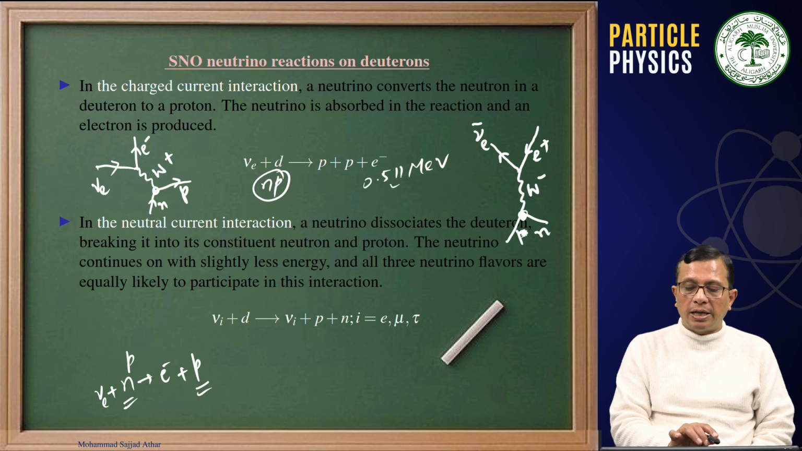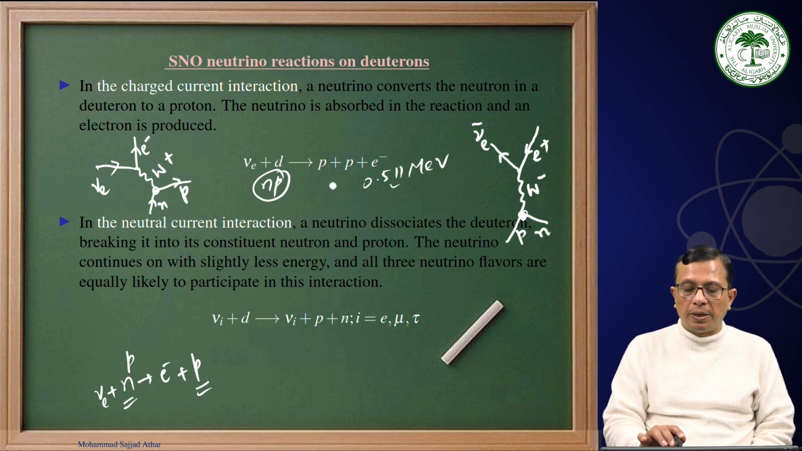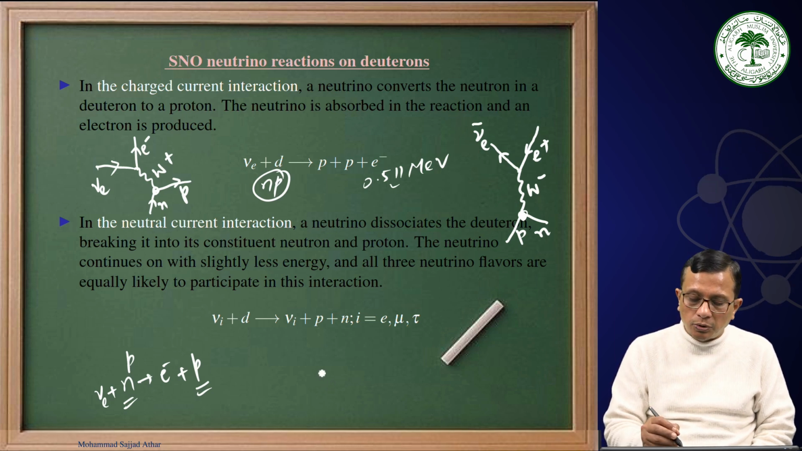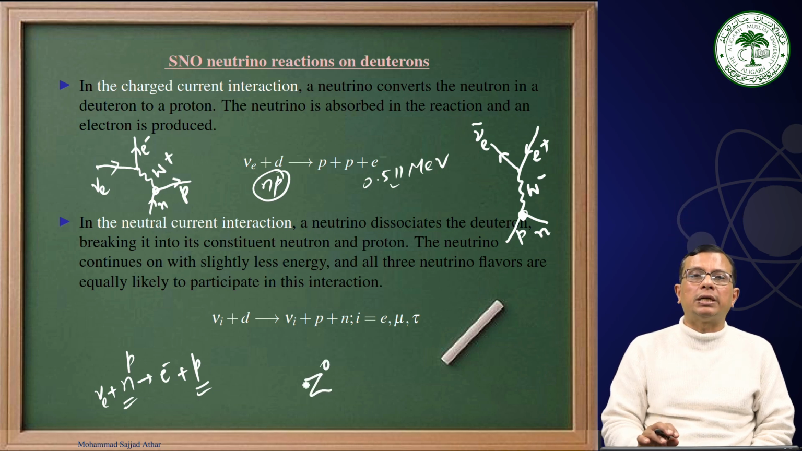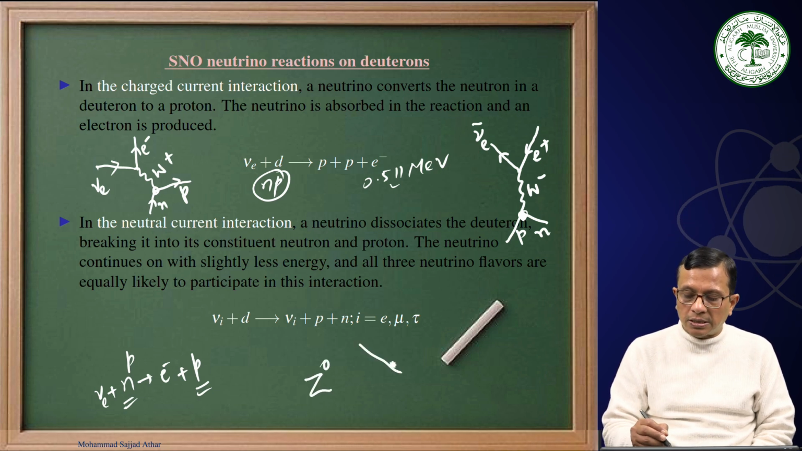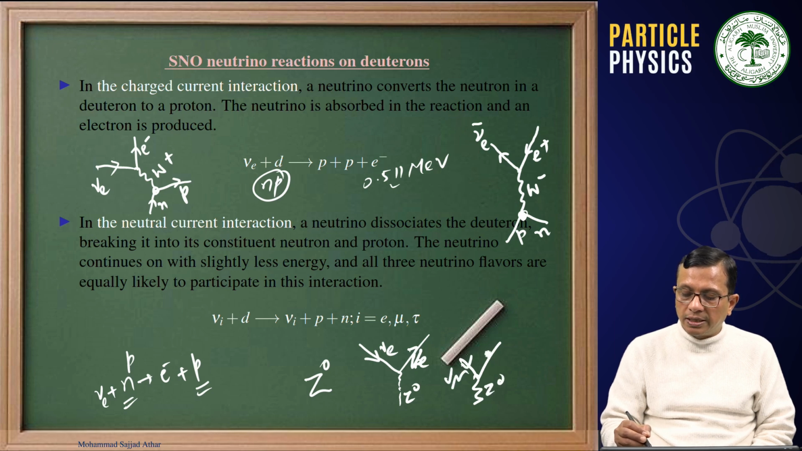These W plus and W minus are the quanta of weak interaction, and through this a nu E D plus reaction is taking place where you have two protons and electrons in the final state. Well, what will happen in the neutral current reaction? In the neutral current interaction, the mediating quanta is Z0. This Z0 can come out from nu E, from nu mu, and from nu tau.